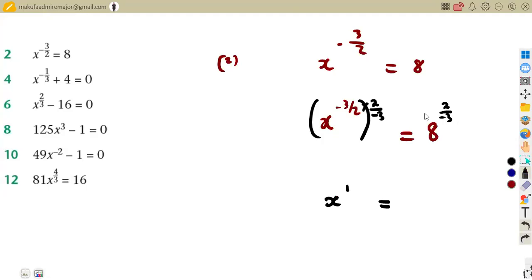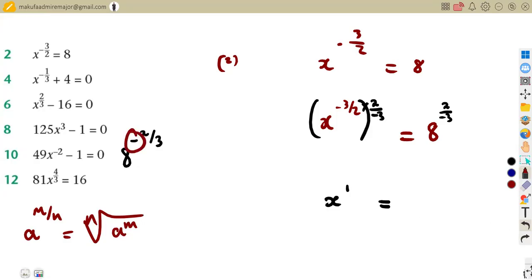We are now applying the laws of exponents. Like I said, this is the same thing as writing 8 to the exponent of minus 2 over 3. From our laws of exponents, remember I said a to the exponent of m over n gives us the nth root of a to the exponent of m. With the negative that you are given here, it simply means we have 1 over 8 to the exponent of 2/3. The negative is no longer there.